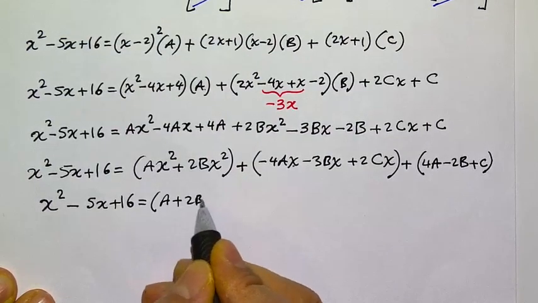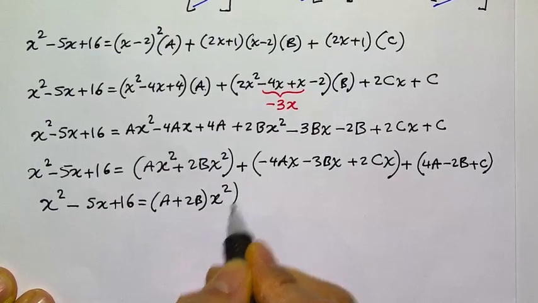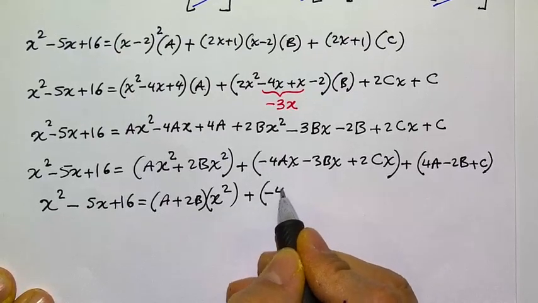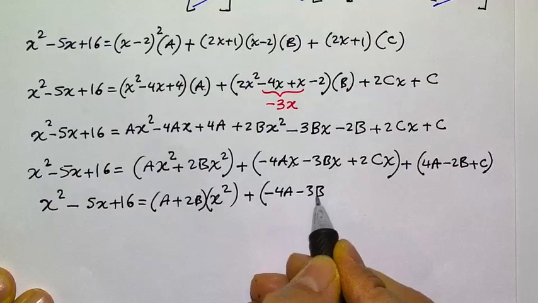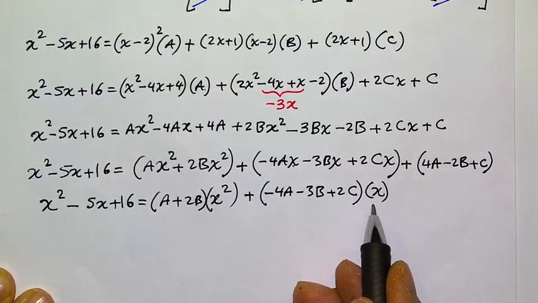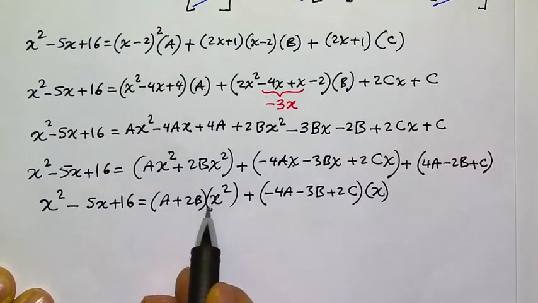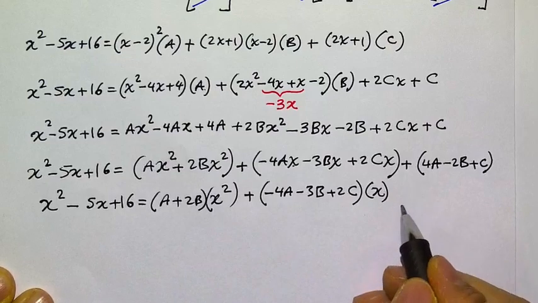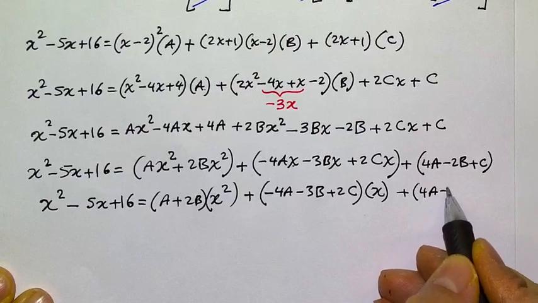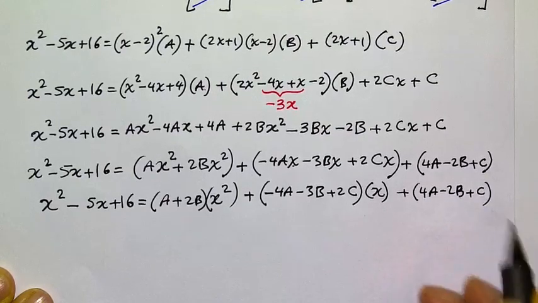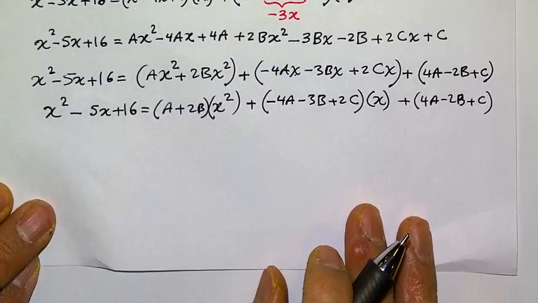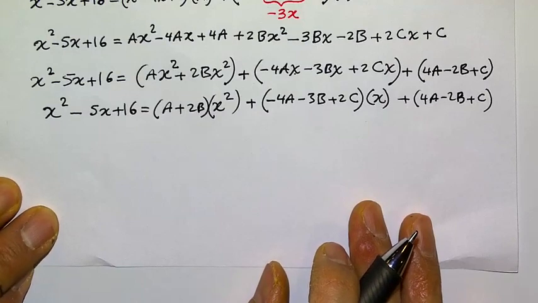A plus 2b times x squared plus all of this factored out. So minus 4a minus 3b plus 2c with x factored out here, right? We're pulling out the x from this group. We pulled out x squared from that group. The last group doesn't need any factorization. It's just a bunch of constants. So let's write them down as they are, like this. Okay? So far, so good. Does this make sense? If it doesn't, you should come to my office hours, please.